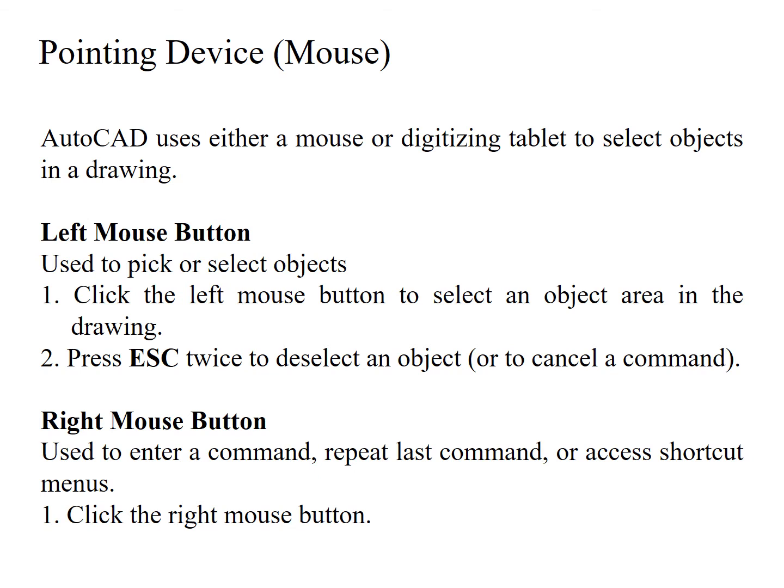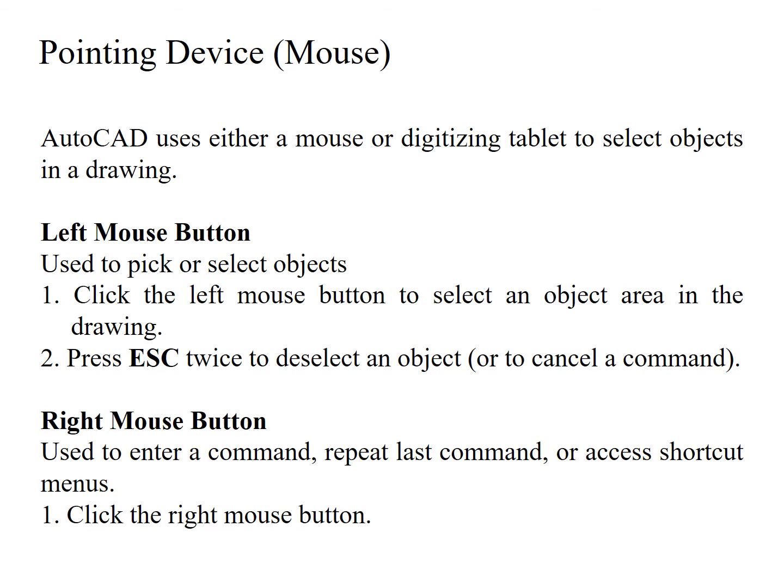Pointing device is a mouse. AutoCAD uses either a mouse or digitizing tablet to select objects in a drawing. Left mouse button, it is used to pick or select objects. Click the left mouse button to select an object or area in the drawing. Press escape twice to deselect an object or to cancel a command.